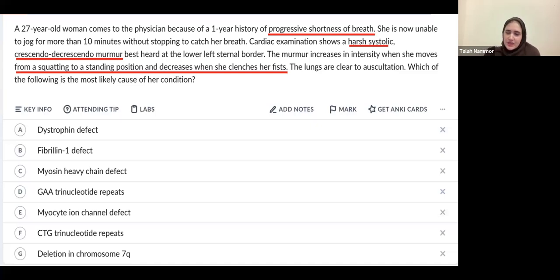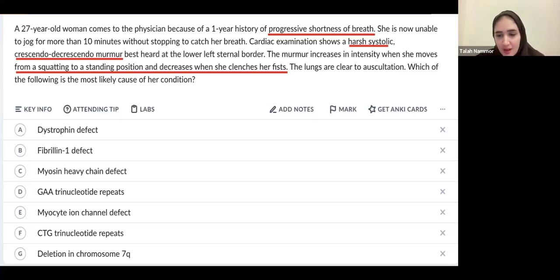Coarctation. No, because in coarctation of the aorta, she's going to feel dizzy maybe, and we would have decreased pulse. It's not going to be just shortness of breath and a crescendo-decrescendo murmur. Left sternal border, so we're talking about something in the left part of the heart. Aortic stenosis.